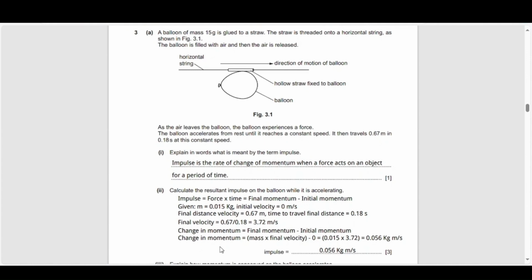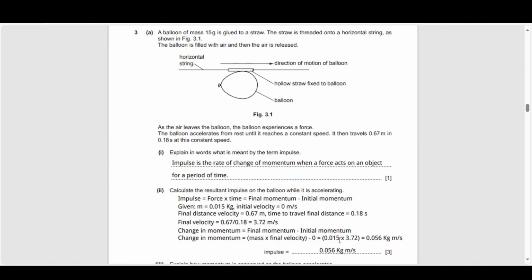So change of momentum is then going to be the final momentum minus the initial momentum, which is going to be the mass multiplied by the final velocity minus the initial velocity. We know the initial velocity is 0, so it's just going to be mass multiplied by the final velocity, which we've just calculated, and that gives us a value of 0.056 kilogram meters per second, or 0.056 Newton seconds. Again, always include the units.